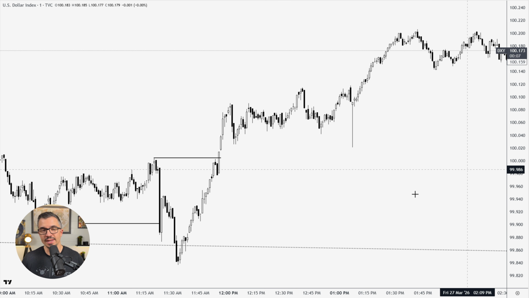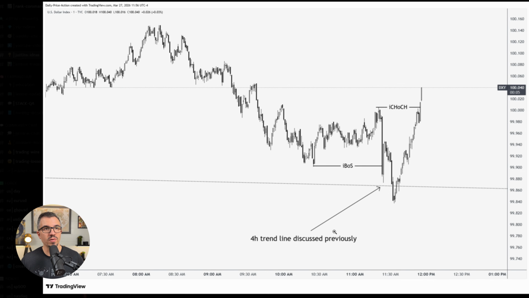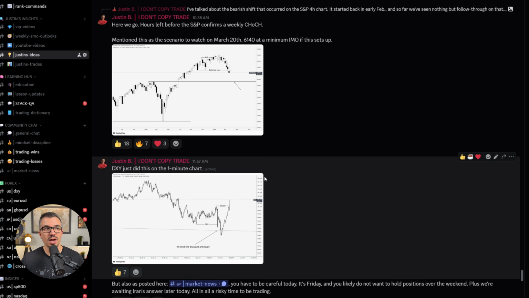And this isn't just hindsight stuff too. I actually called this out in Discord in real time. So you can see that this one right here is the one that I pointed out to members talking about. This was the trend line that we've discussed previously. And then we did have that shift here on the 1 minute time frame to help confirm the bottom.